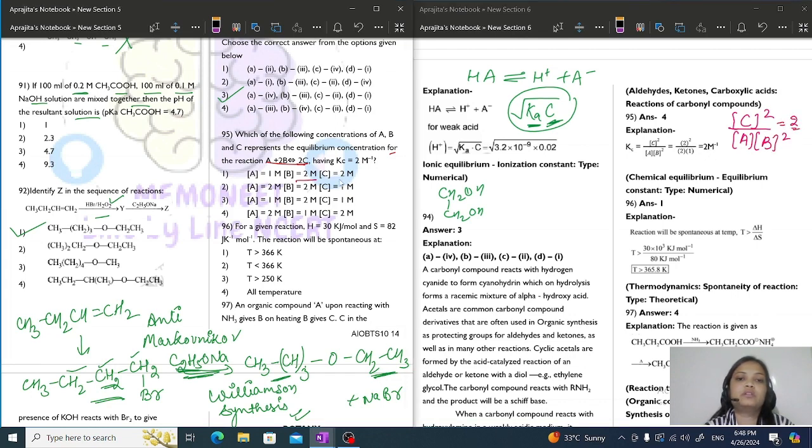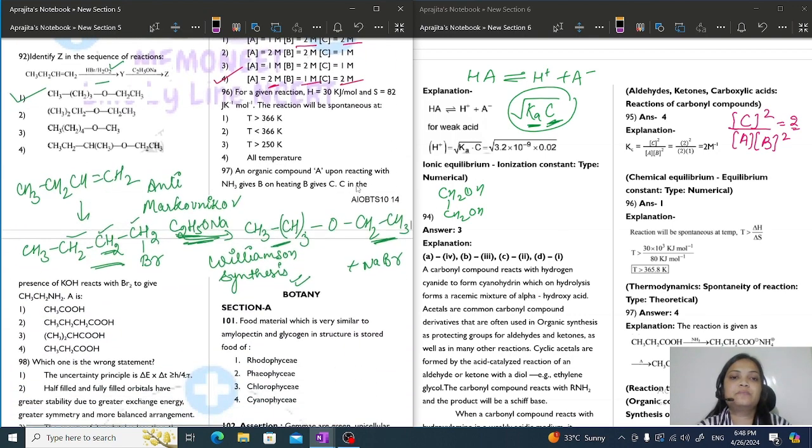So we can put all these values one by one from the given options and check where the value is coming out to be 2. From here the answer is coming out to be 4. So A has to be 2 molar, B has to be 1 molar, and C has to be 2 molar. Then the value of Kc will be 2 per molar.